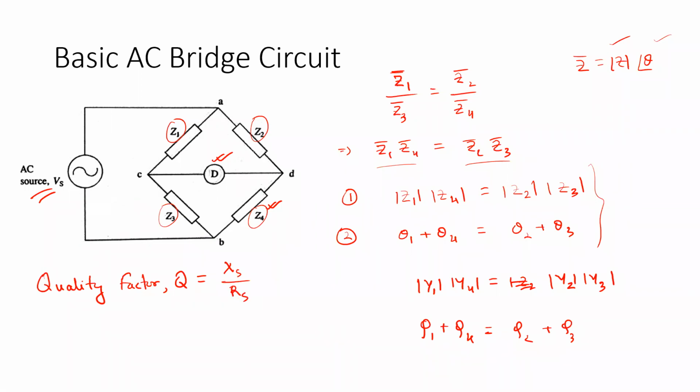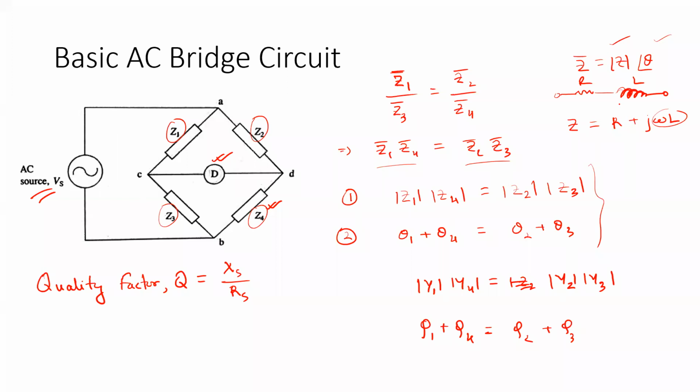So suppose we have a resistance connected in series with an inductor, then its impedance we can represent as R plus j omega L, where omega L is the reactance of the inductor and R is the resistance. So as they are connected in series, this is the equivalent series combination of the resistance and inductance.